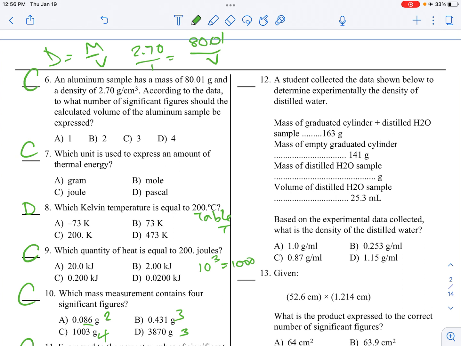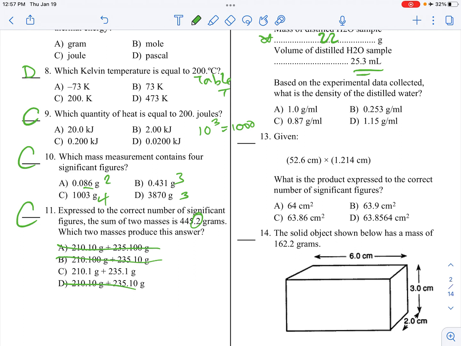Okay. A student collected the data below, and we're looking for density. So the formula of density, again, on table T. The volume is easy because it's right there, 25.3. But how are we going to figure out the mass of the distilled water samples? That's not here. So when it's empty, it's 141. With the water, it's 163. So it's 22 grams. So 22 divided by 25.3 is going to give me 0.869. So that rounds to 0.87.